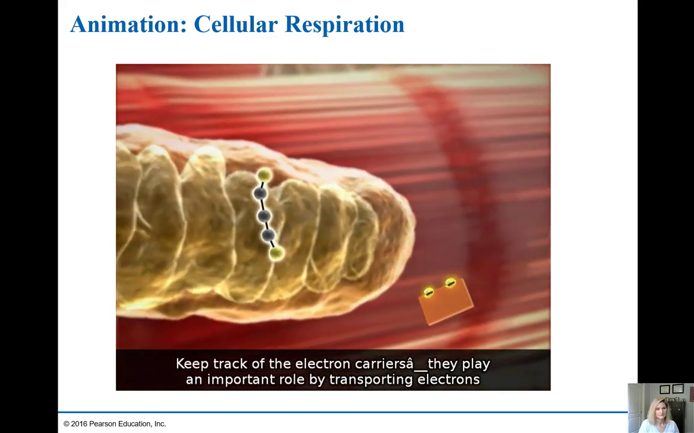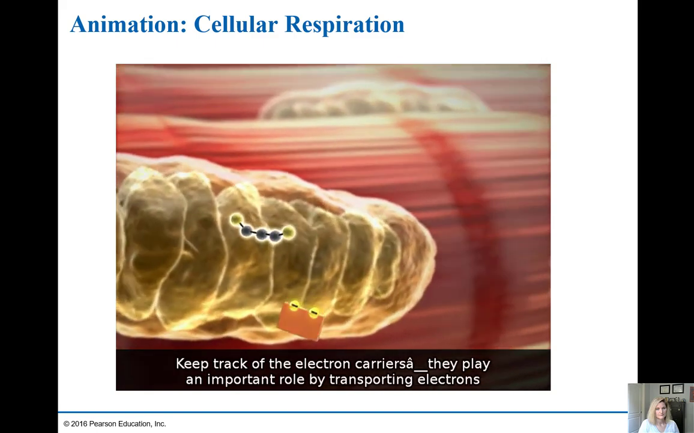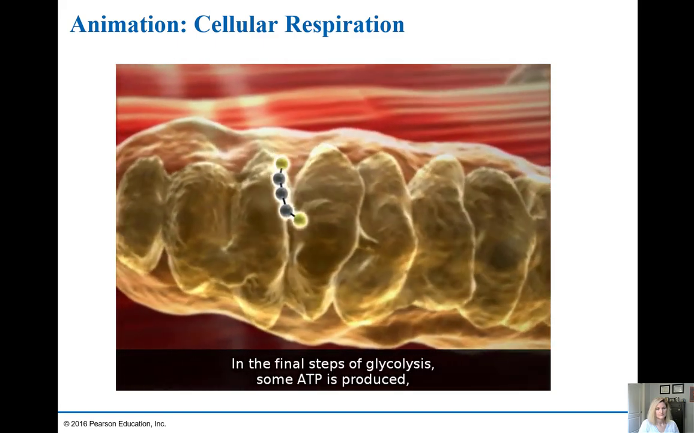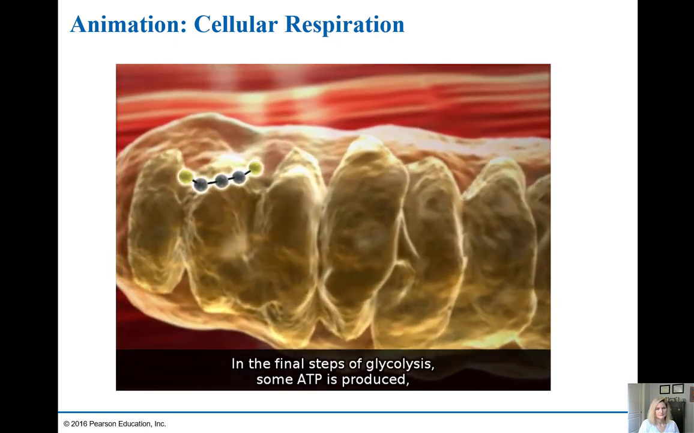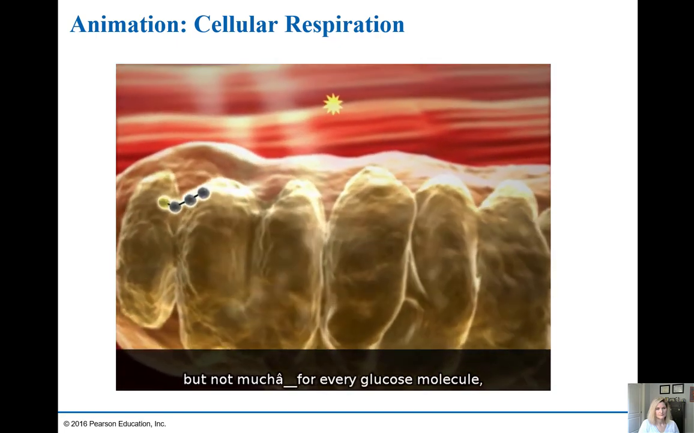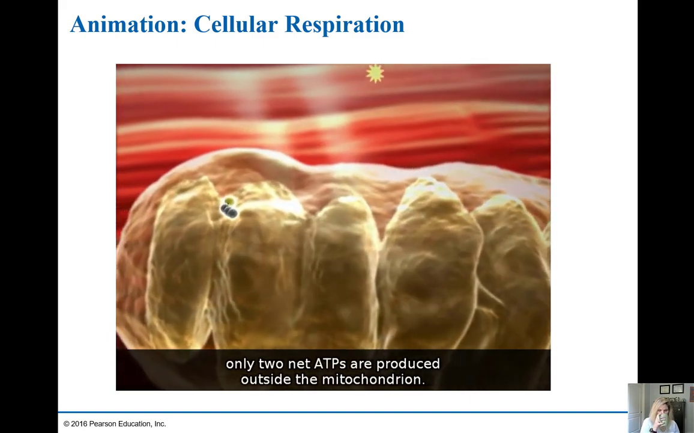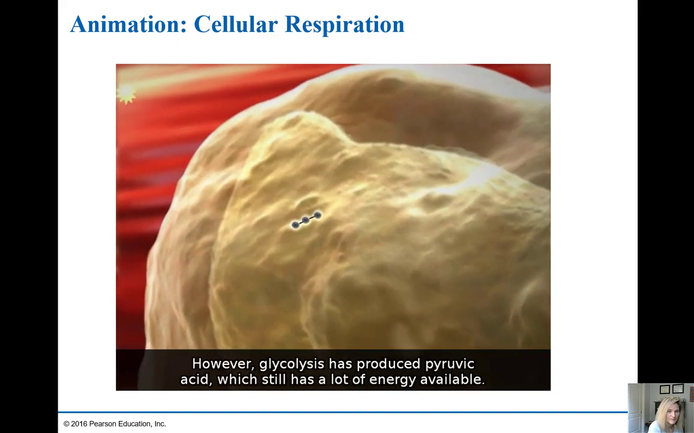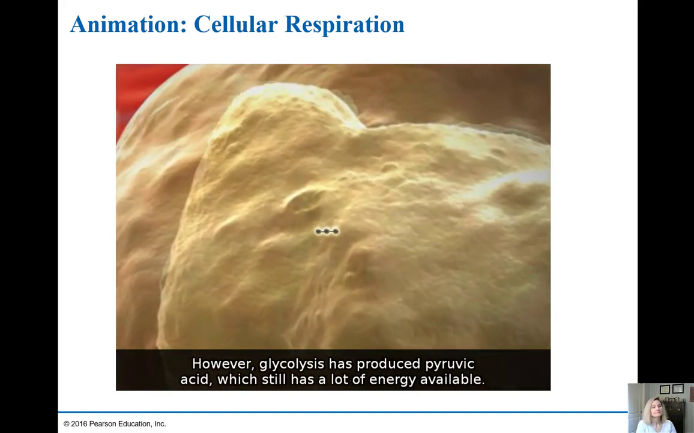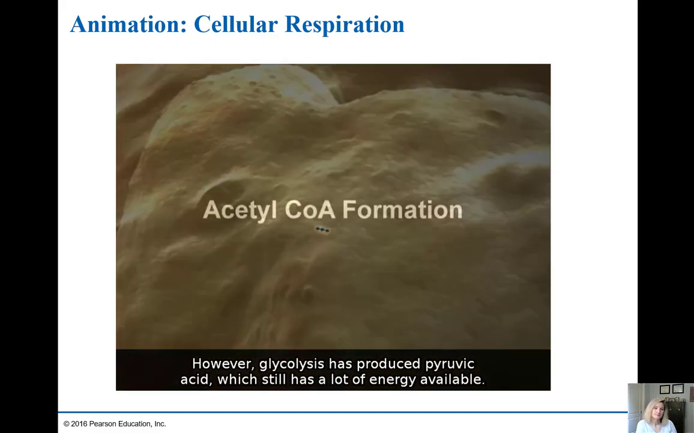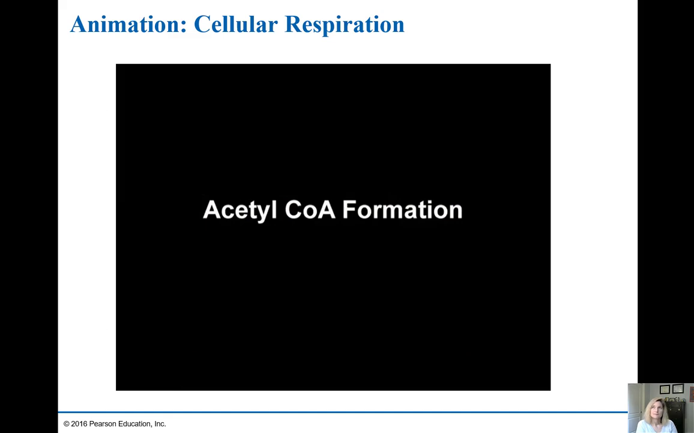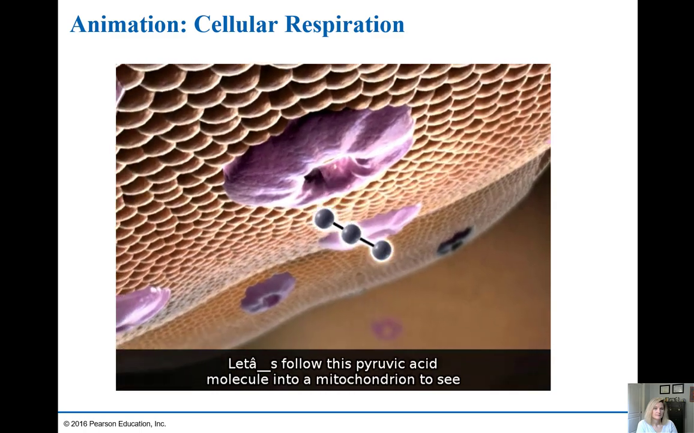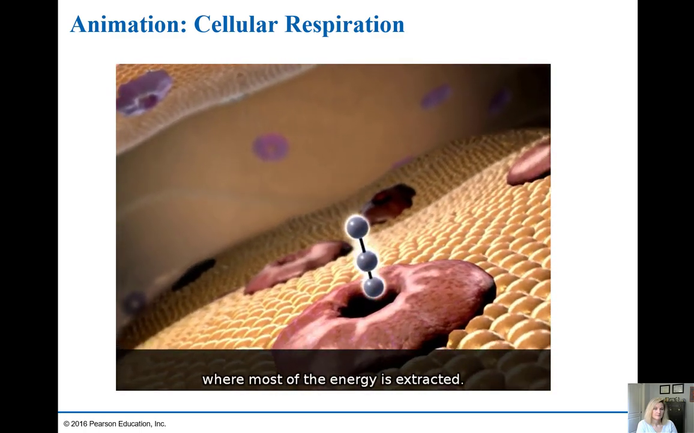Keep track of the electron carriers. They play an important role by transporting electrons to reactions in the mitochondria. In the final steps of glycolysis, some ATP is produced, but not much. For every glucose molecule, only 2 net ATPs are produced outside the mitochondrion. However, glycolysis has produced pyruvic acid, which still has a lot of energy available. Let's follow this pyruvic acid molecule into a mitochondrion to see where most of the energy is extracted.